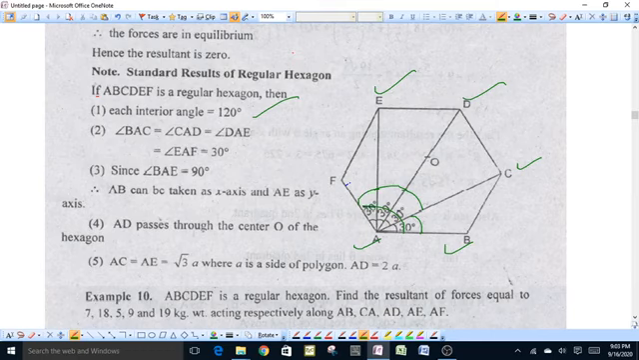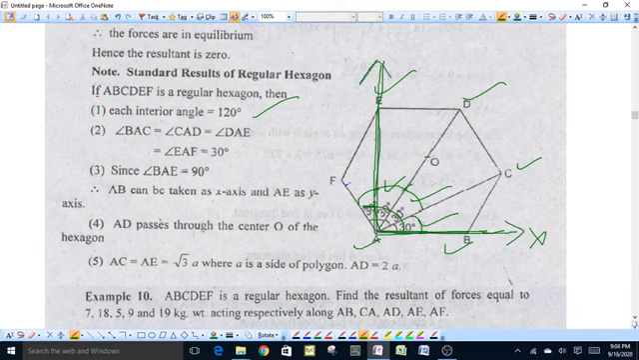Now angle BAE will be equal to 90, because 30 plus 30 plus 30, the sum of these three angles will be equal to 90. This means BA is perpendicular to AE. We can take AB as x-axis and AE as y-axis.